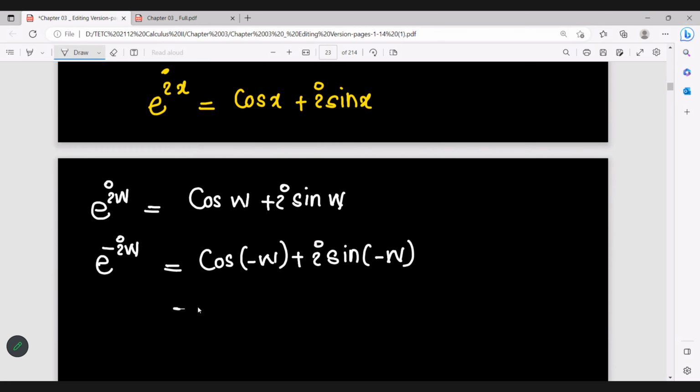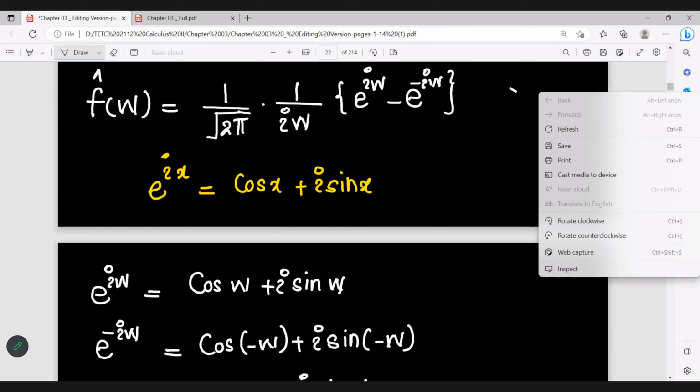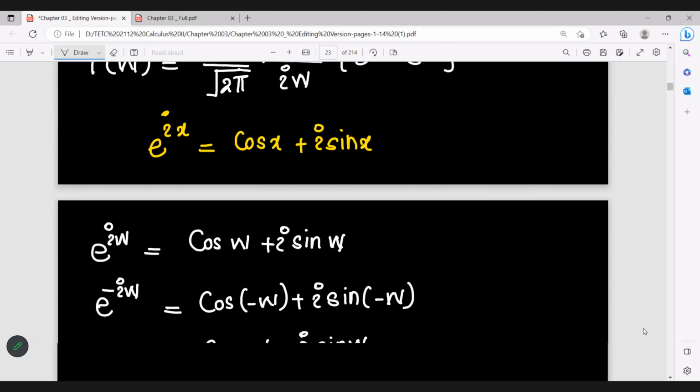So then cos minus w is equal to cos w. We have discussed cos minus theta is equal to cos theta. And how about this one, sine minus w? It is minus sine w. So we will obtain this as minus sine w.